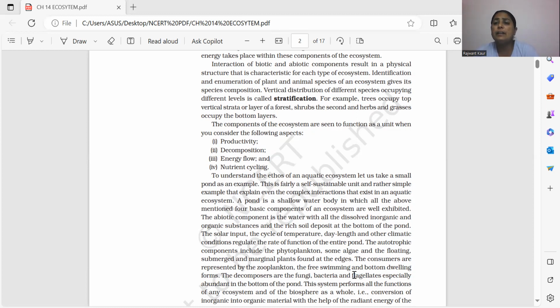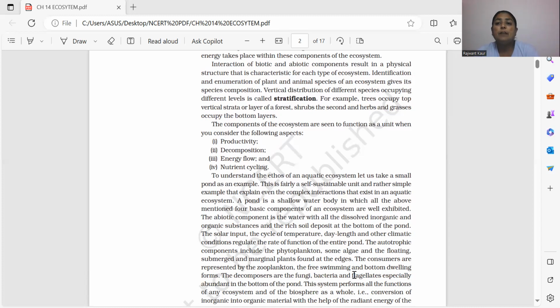So what is present at the first trophic level of the pond ecosystem? As we know, the first trophic level always consists of autotrophs. So here also in the pond ecosystem, autotrophs are present, and these autotrophs are the phytoplanktons and algae, which are the chief producers here.